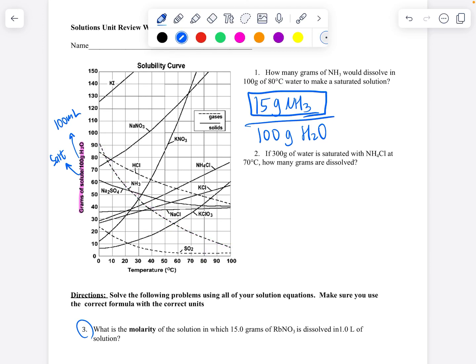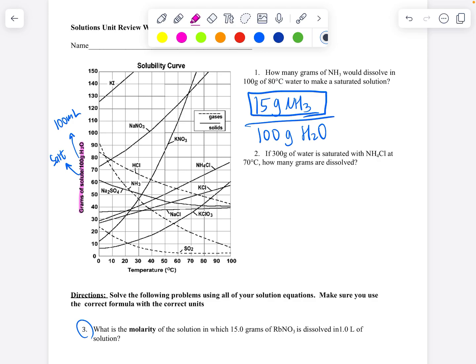Okay, 2 is, 300 grams of water is saturated with NH4Cl at 70 degrees Celsius. Okay, first of all, you need to understand that we have now 300 grams of water. This table that we have to the left side, right, the curves will only read to 100 grams of water. So what do we need to do when we have 300 grams of water this time? Let's go ahead and see, right?